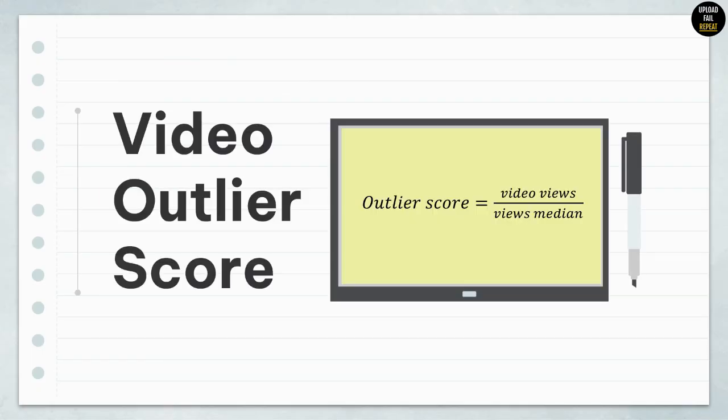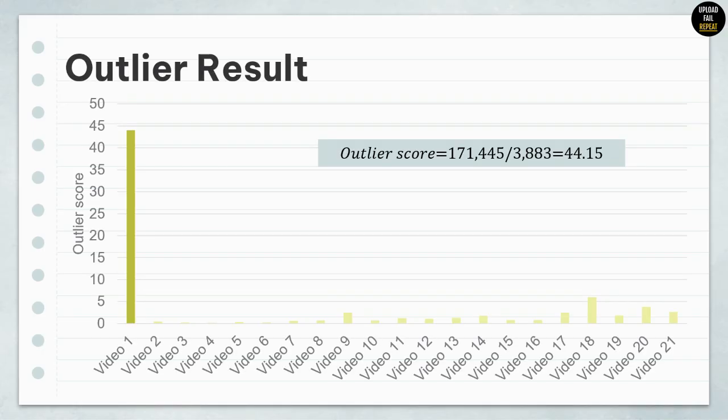So the video outlier score is simply calculated as the number of views divided by the views median. So in this case, it means 171,000, which is the figure at the time of recording, divided by 3,800. That gives us a score of 44. And if you plot the other videos along the same axis, then you quickly realize that this video totally outperforms the remaining 20 videos that I've analyzed as well.